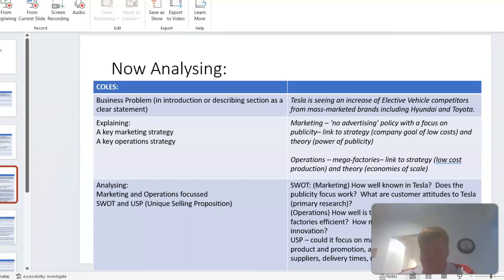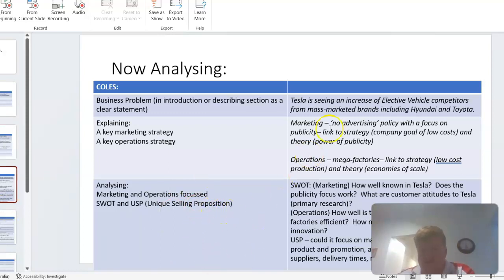USP could focus on things like price, place, product, promotion, whatever was thought to be significant. It'd be great to compare the promotion strategy of Tesla being focused more on publicity with other car companies that might use mass advertising more. Operational issues like delivery time, number of locations. Tesla obviously have a very interesting situation where they don't so much have dealerships, they tend to actually sell online. So that's another interesting thing that you could look at. So that would be in the analysing section.